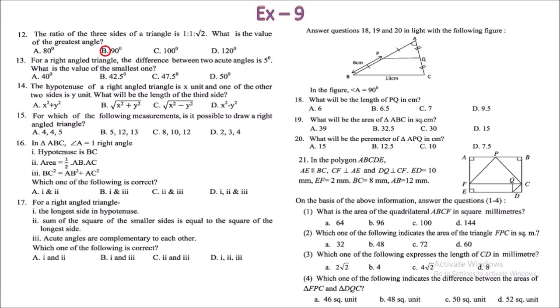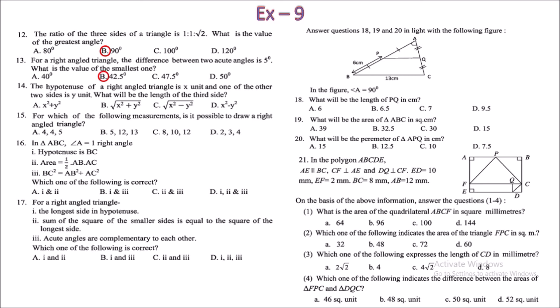For number 13, for a right angle triangle, the difference between two acute angles is 5 degrees. So what is the smallest angle? Let the smallest angle be x, so the other angle will be x plus 5. If you add them, x plus x plus 5 equals 90 degrees, because one angle is 90 degrees, so the sum of the other two angles is 90 degrees. From that, x will be 42.5. If you find it out by solving, you will get it.